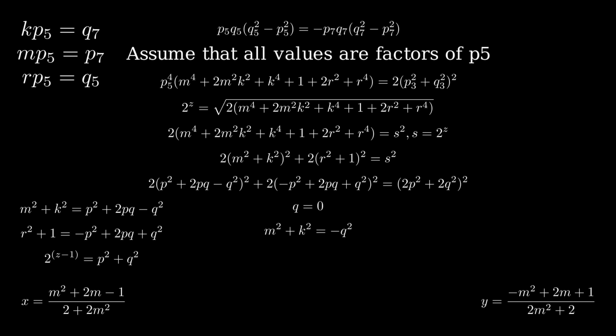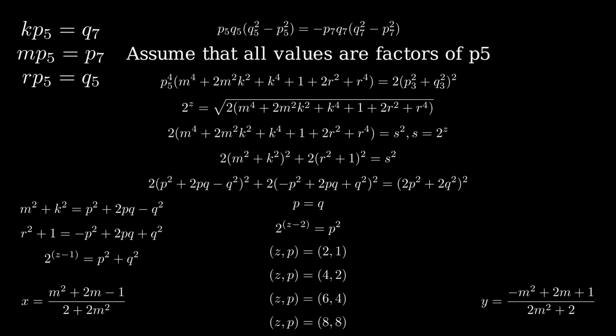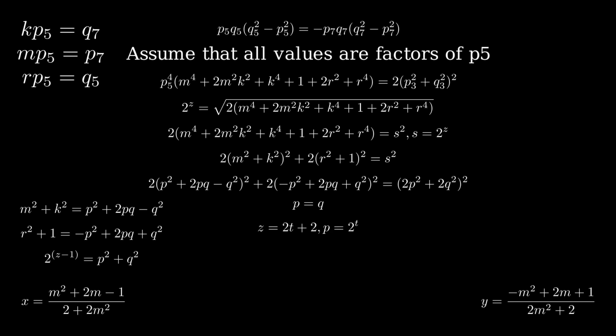The second case is if q equals 0. However, if you take a look at the second equation, we end up with a similar conclusion to the first one. The final possibility is p equals q. I will now show a list of values that p and z can equal, and here we can see that z and p can be expressed algebraically. Here I'm basically making it a parametric solution, with t as the parameter.